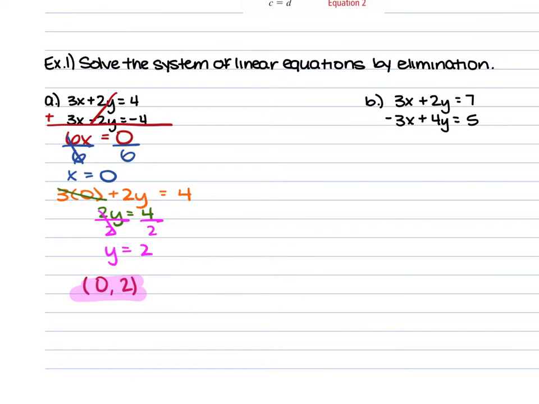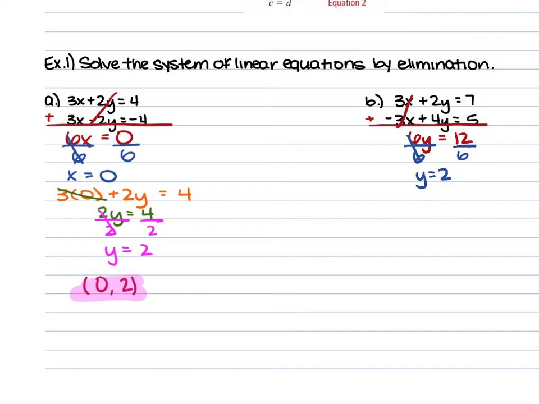For b, we have 3x plus 2y is equal to 7, and negative 3x plus 4y is equal to 5. We see here that those x's have the same but opposite coefficients, so we could just add these two equations, and those x's are going to cancel. So this is going to leave us with 2y plus 4y, which is 6y, is equal to 7 plus 5 is 12. We can divide each side by that 6 to get that y is equal to 2.